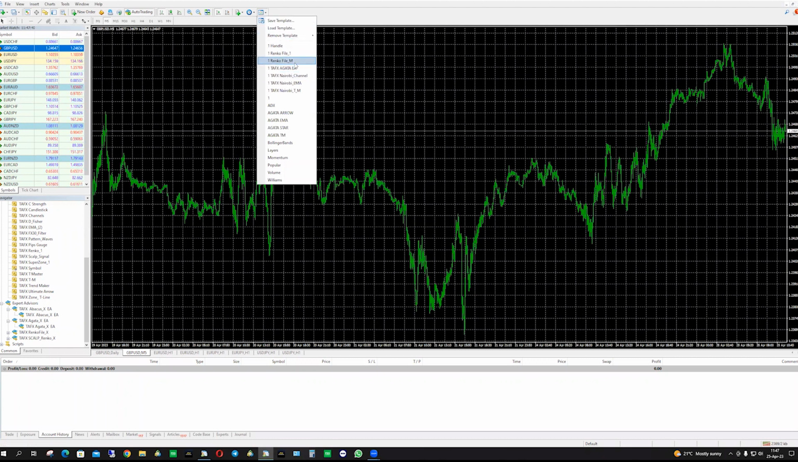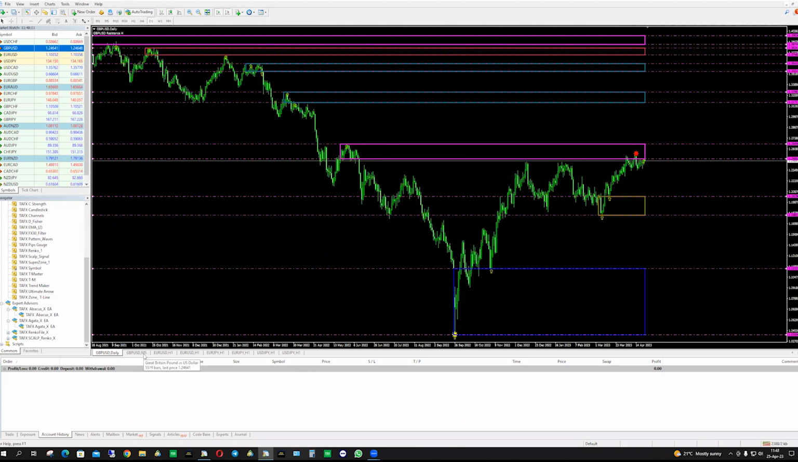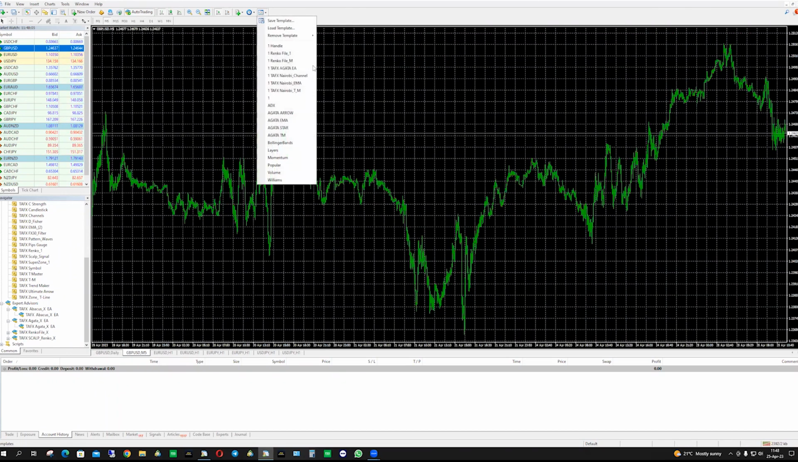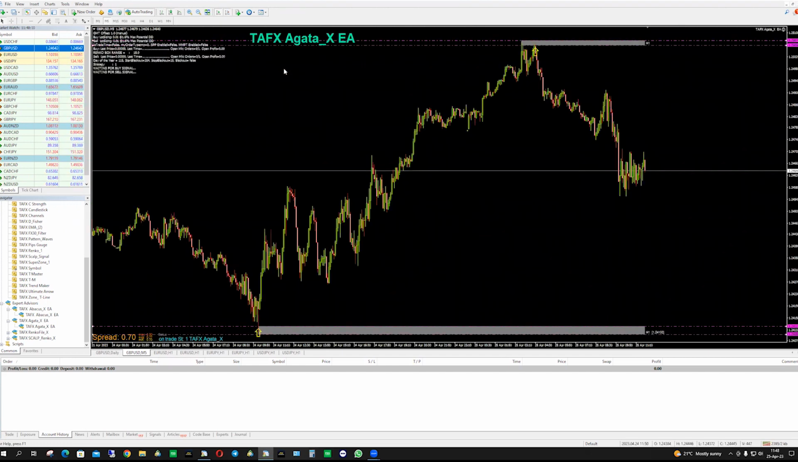So when working with Agatha, you have three templates: one for the handle, one for the Renko file, and the other one for the Agatha EA. So now let us say we are working with the candles and we want to do professional scalping on the 1-minute or 5-minute. You just attach your Agatha EA. Simple as that, right? Then Agatha will display itself.